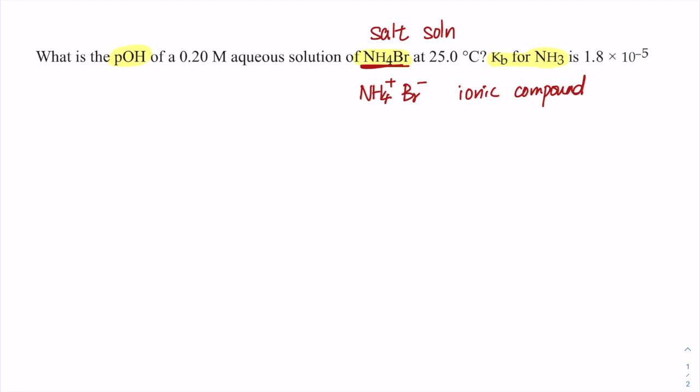Based on what we have learned, let's start from the bromide ion. Bromide ion is an anion coming from HBr, and HBr is a strong acid. The anion is the conjugate base of this strong acid, so it's going to be pH neutral. Since it's neutral, it's not going to affect the pH of our solution, so we don't need to worry about that.